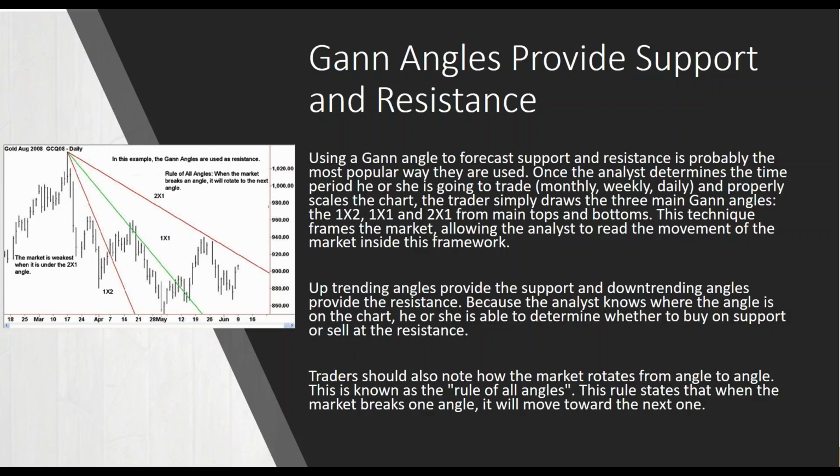Even Fibonacci levels, which have become very popular, is because they've become easy to put on charts using the new computerized charts, whether you're using Java charts or HTML charts. So you don't have to know how to do the calculations. And that's an important thing because the calculations are quite involved. But traders should note that the market rotates from angle to angle. This is known as the rule of angles. This rule states that when the market breaks one angle, it will most likely move to the next one.